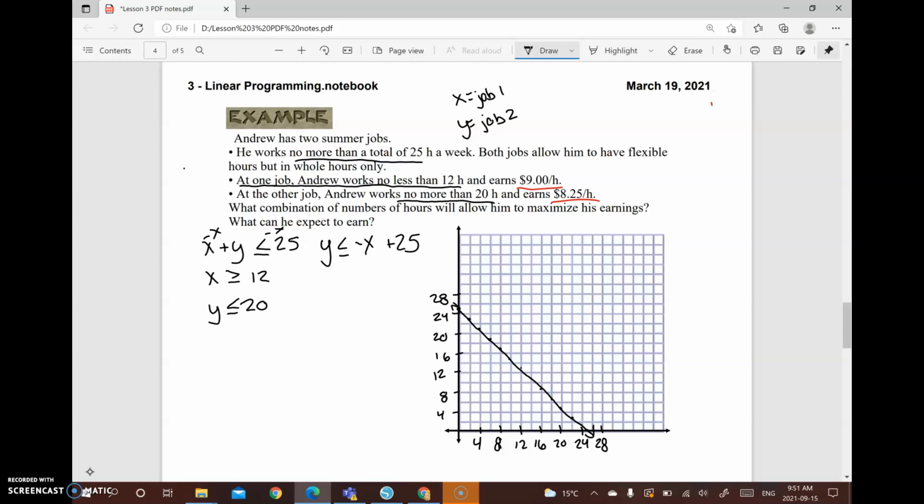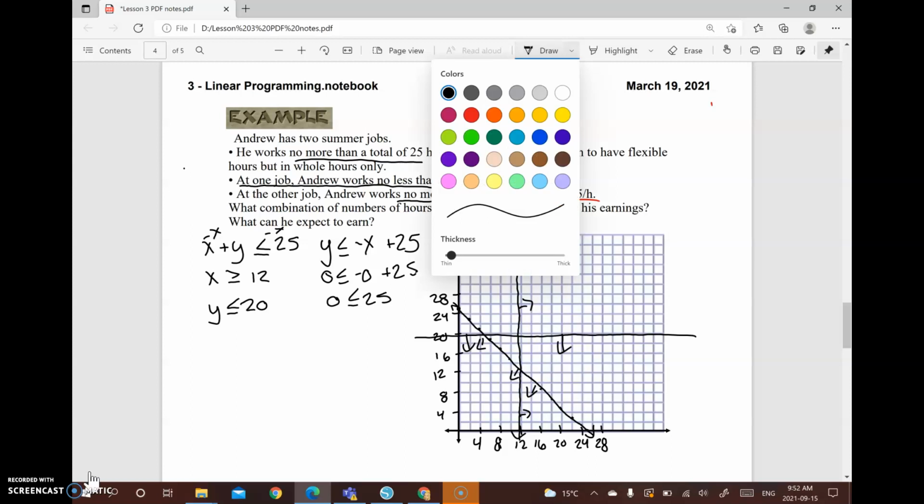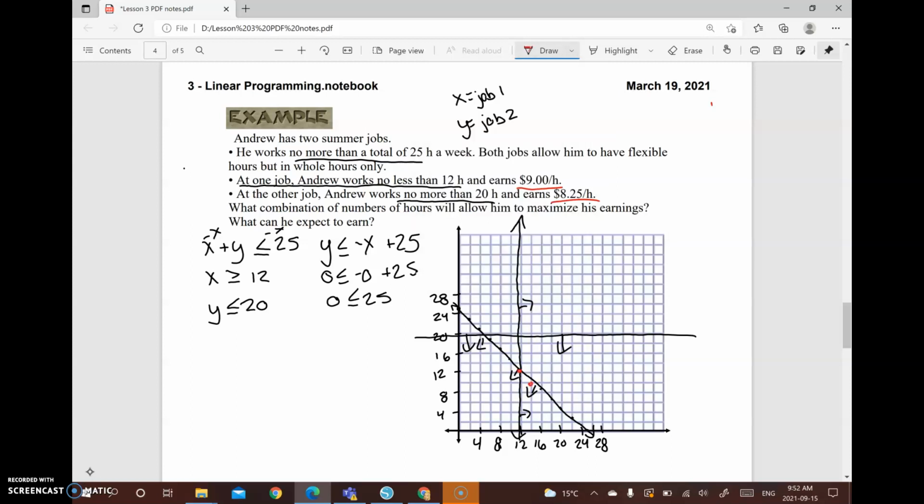Okay, so I'm going to check a point to see if I'm above or below. I'll check 0, so I'll plug in 0 for x and y. And I get that 0 is less than or equal to 25, which is true, so I am underneath that line. All right, then x has to be greater than or equal to 12. So on the x-axis, I find 12. I'm bigger than 12, so I'll be on the right side of that line. And y is less than or equal to 20. So on my y-axis, I find 20, and y has to be less than 20. So I have a shared region. I'm dealing with whole numbers only, so I'm just going to dot in this section.